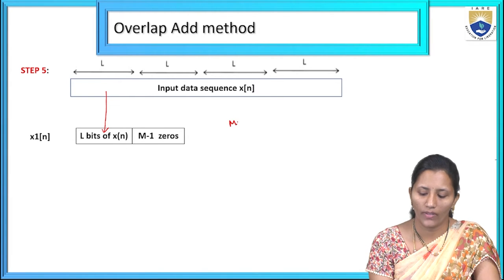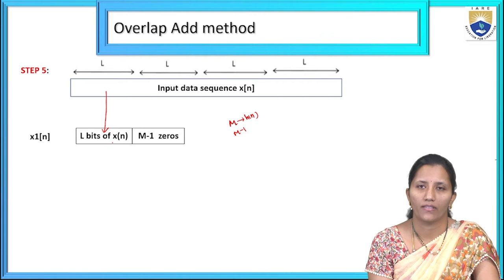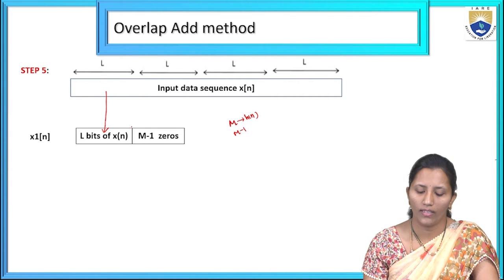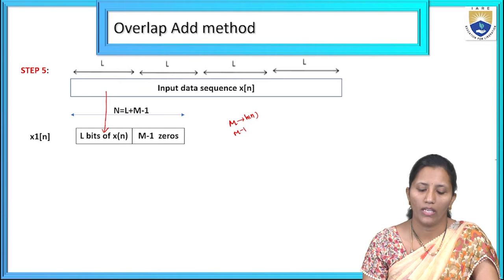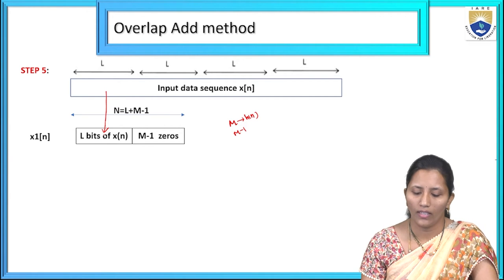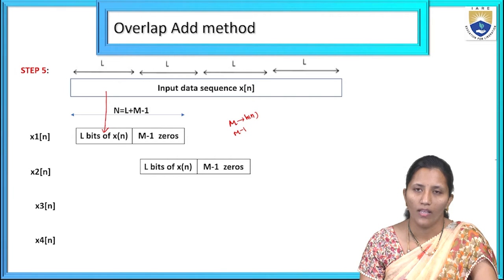Here, M is the length of h of n. We have to pad M minus 1 zeros to those L bits. So the total length becomes N is equal to L plus M minus 1. Here we are assuming N is equal to 5 from step 2, so x1 of n should have 5 samples. Like that in the overlap add method, we get x2 of n, x3 of n, x4 of n.